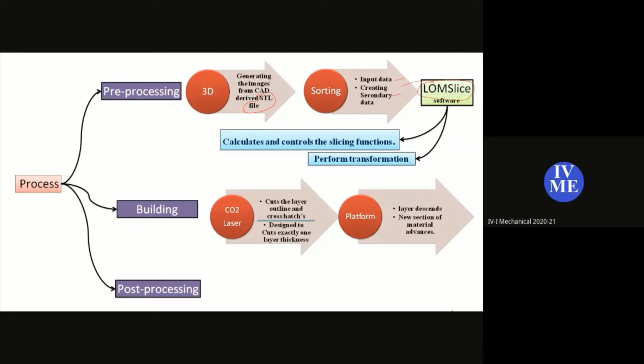And then the platform. Whenever a layer is positioned on the platform and the process is completed, that layer descends, lowering down, and a new layer has to be added on the previous layer. What do we do on the platform? We position the first layer on the platform, complete the process, and then the next new layer has to be on top. So that is the building process.